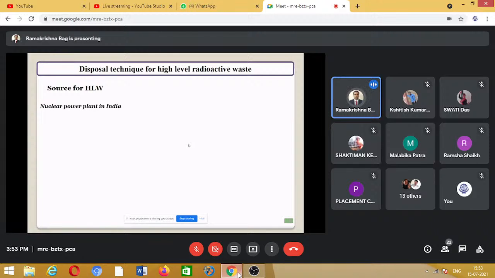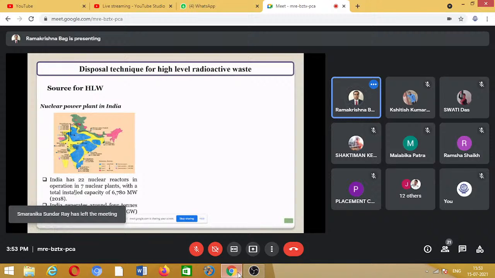So what are the sources, I already talked about. Mainly we were talking about India. Globally it is an emerging problem, and research is going on throughout the world. So there are nuclear power plants in India. This is the picture where the small map is given of the nuclear power generators. As per 2018, India has 22 nuclear reactors in operation in 7 nuclear power plants with a total installed capacity of 6,780 megawatts. India generates around 4 tons of nuclear waste per gigawatt annually.